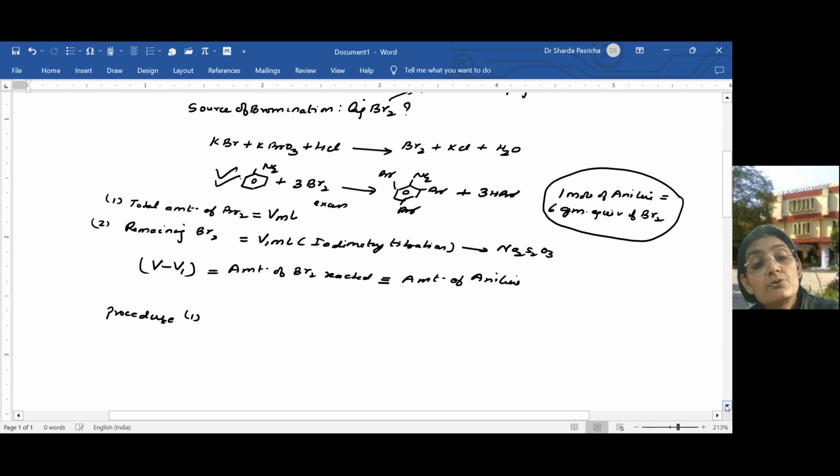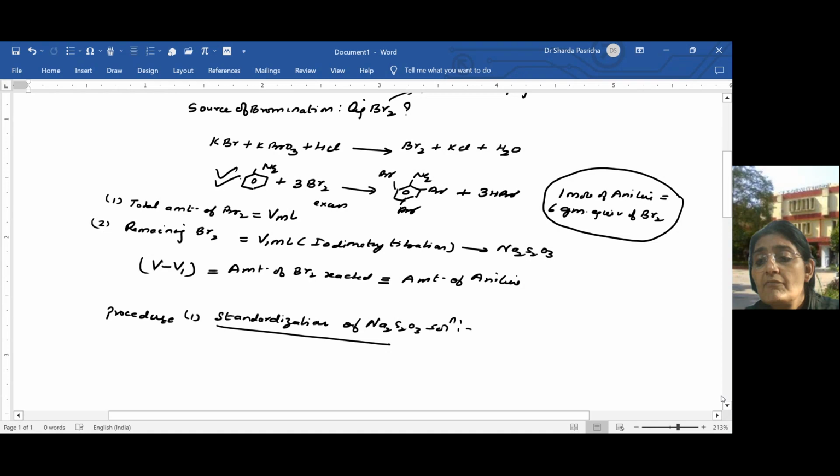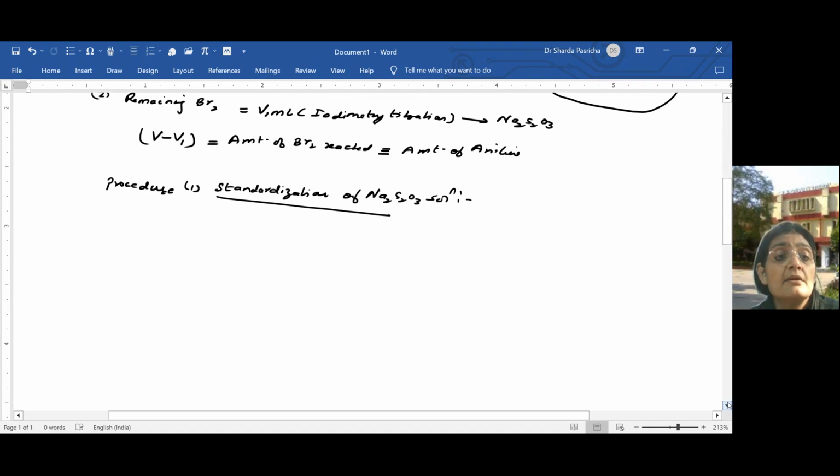The procedure involves 2 steps. The first step is standardization of sodium thiosulfate solution. How is that done? That is done by redox titration. We are using acidified potassium dichromate as the oxidizing agent. You could also use acidified copper sulfate as an oxidizing agent, but copper sulfate is slightly poisonous, so we have avoided using copper sulfate.